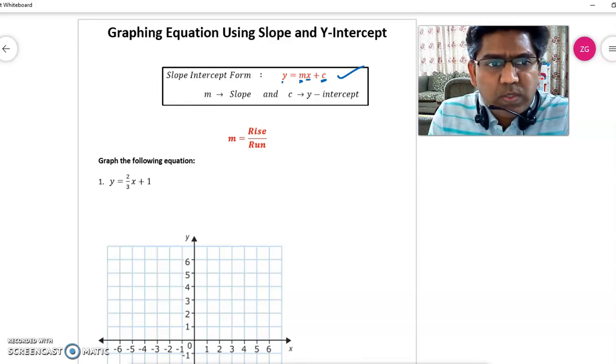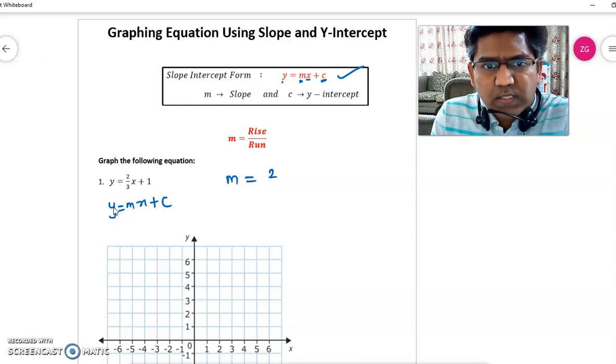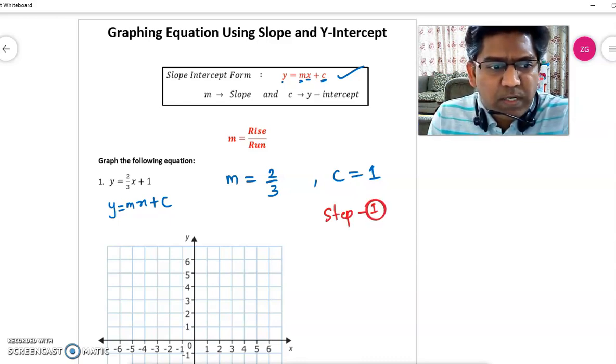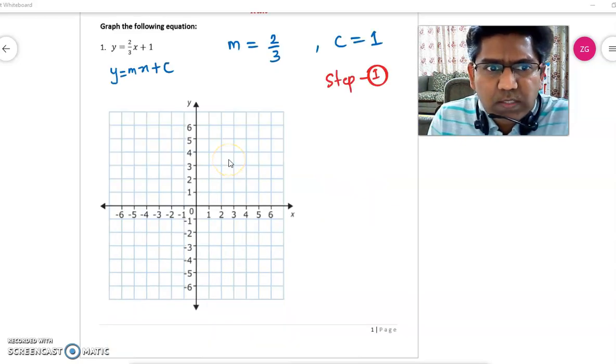Now, y equal to mx plus c. So, comparing with y equal to mx plus c, we get the slope of the line is 2 over 3, the coefficient of x, and my y-intercept is 1. Now, to draw the graph, step 1 is to locate your y-intercept. So, let's locate the y-intercept on the graph. The y-intercept is 1, so on the graph, I'll locate the point y-intercept equal to 1.